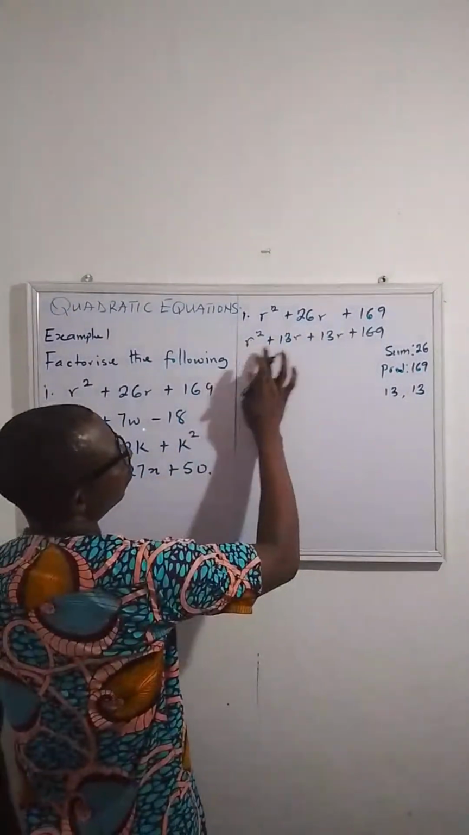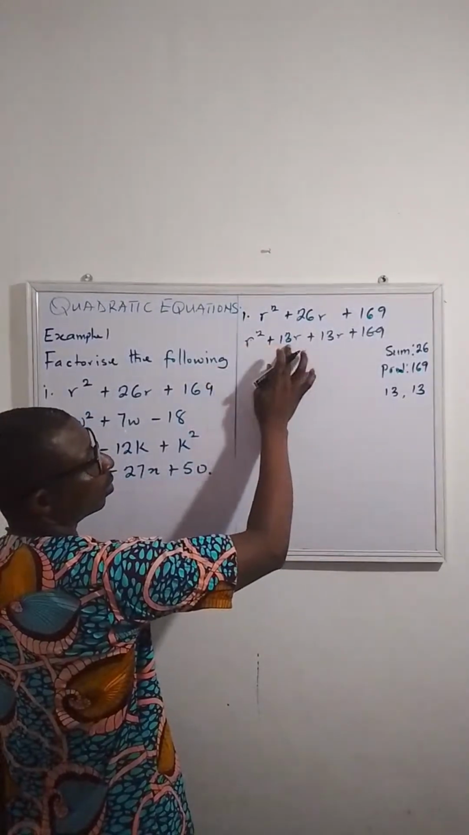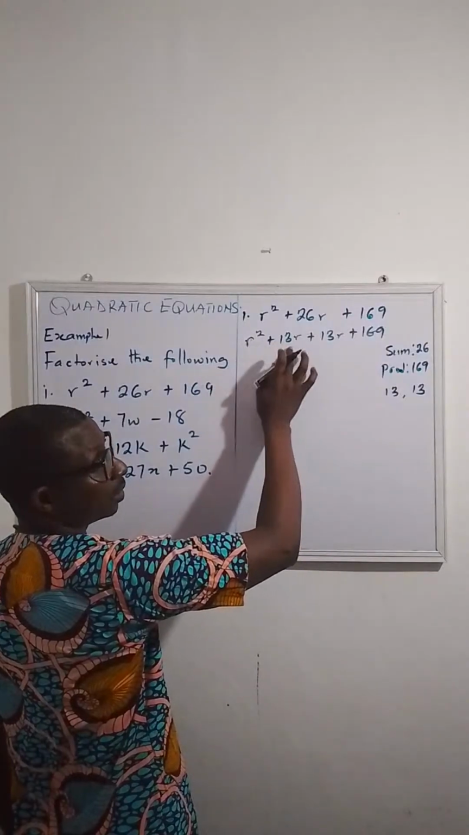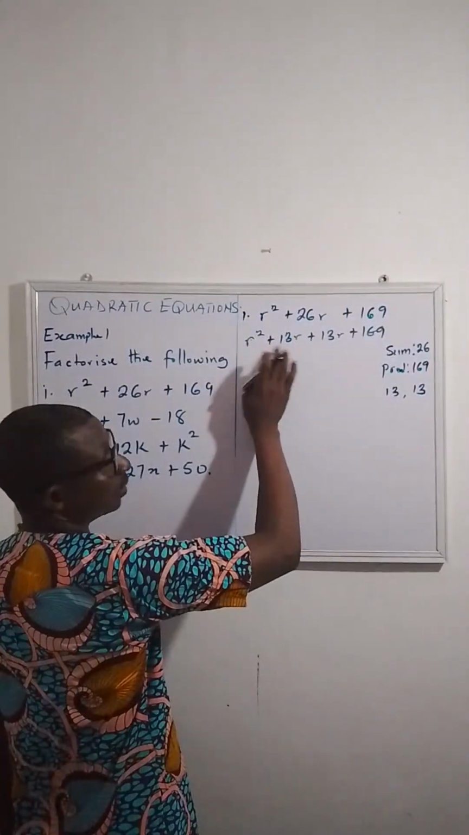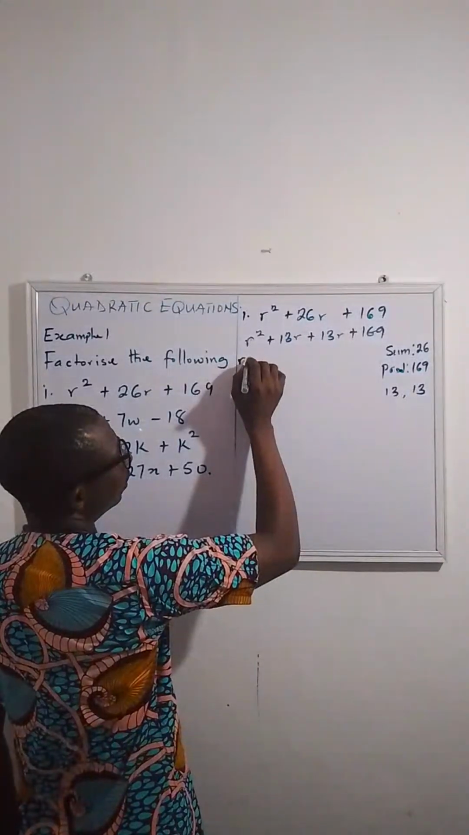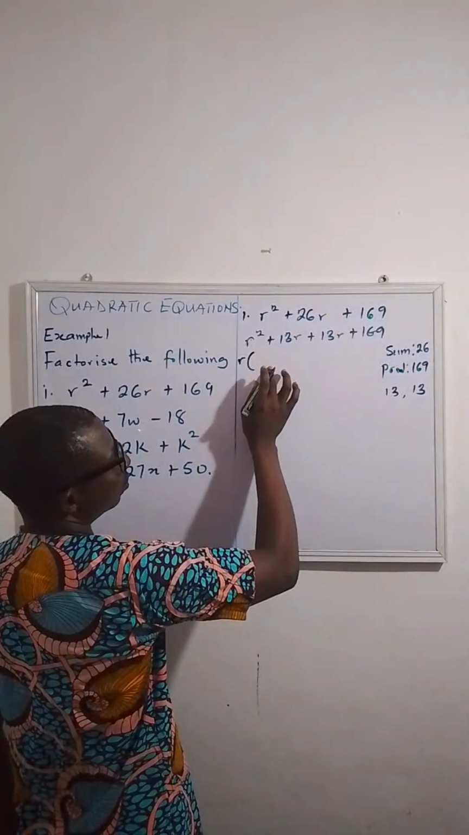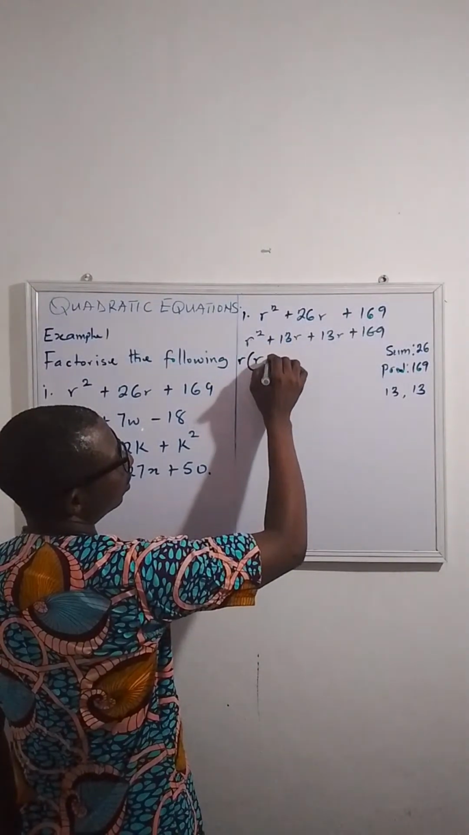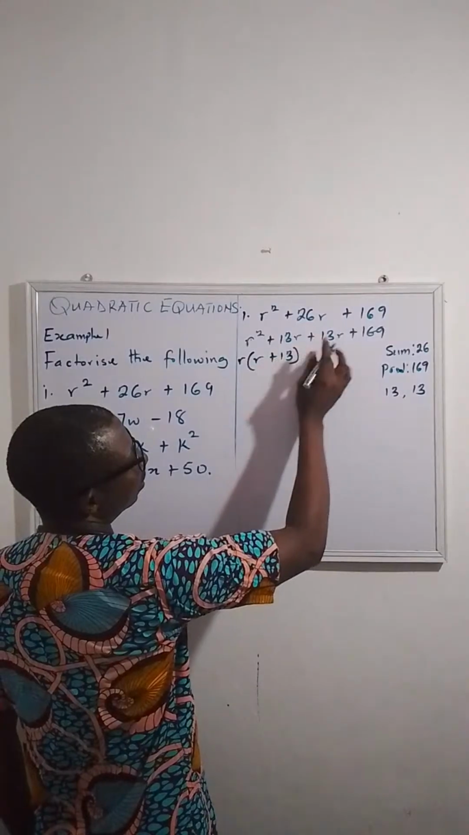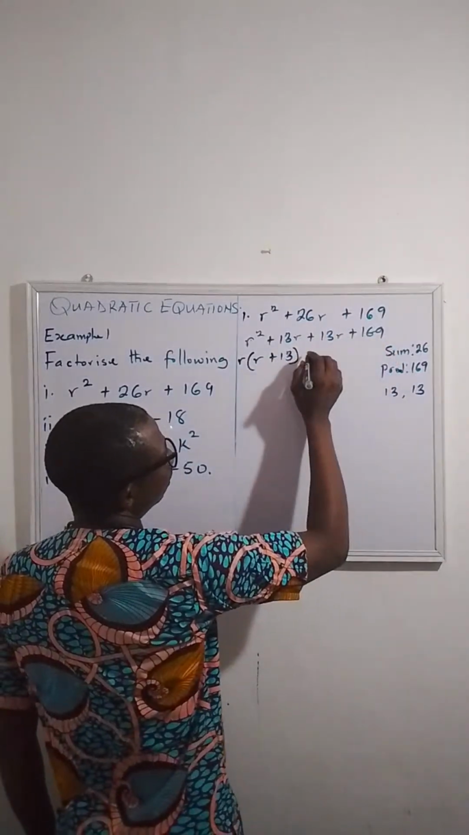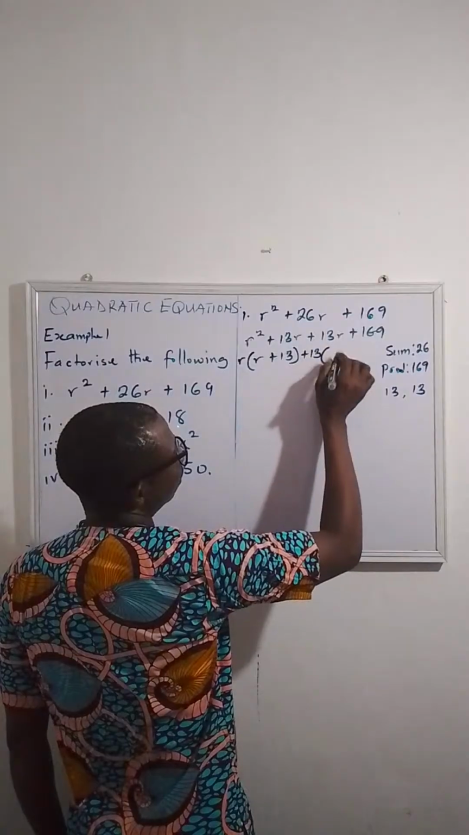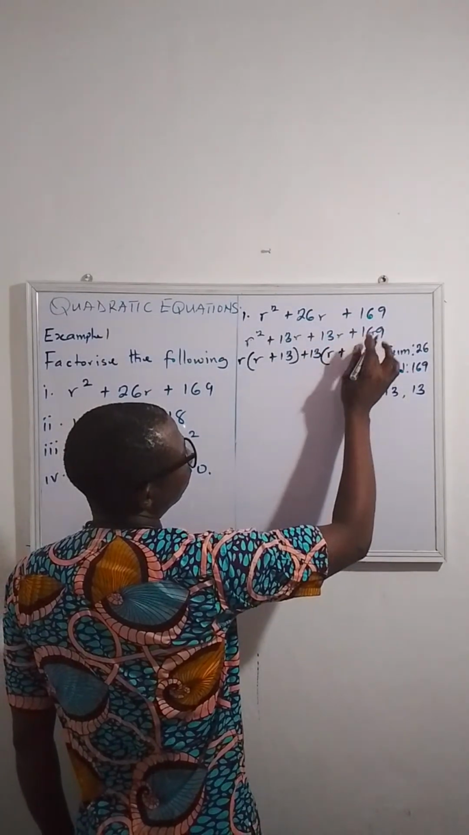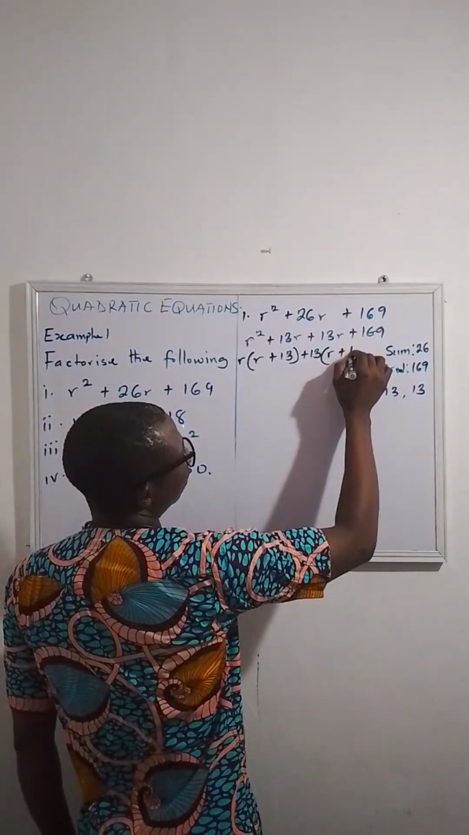Okay, now look for the GCD of these two terms. So what is the GCD? The greatest common divisor, and that is r. So you bring that out. When you divide r squared by r, you have r. You divide 13r by r, you have 13. The same thing here. The GCD is 13. So when you divide 13r by 13, you have r. And when you divide this by 13, you have 13.